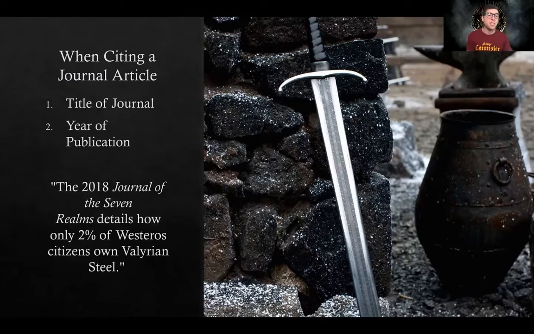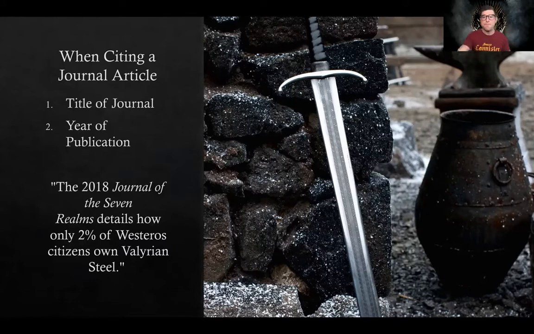All right, so here's an example. The 2018 Journal of the Seven Realms details how only 2% of Westeros citizens own Valyrian steel. So this journal article came out in 2018. I don't need to know the title of the journal article, but I do need to know the title of the journal, which is the Journal of the Seven Realms. Okay, so that's your easiest citation. Only two things: year and journal title.